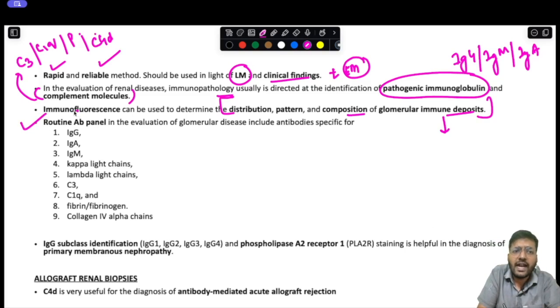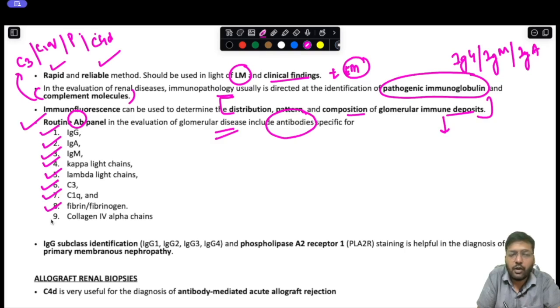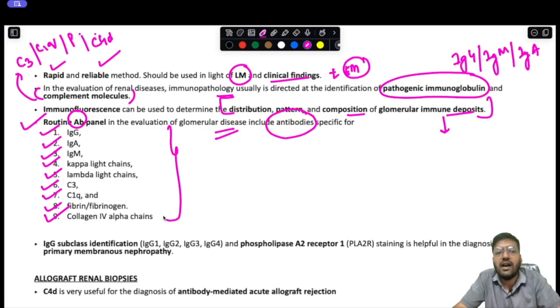Now there is a routine antibody panel which is used in the evaluation of glomerular disease, which includes antibodies specific for IgA, IgG, IgM, kappa light chains, lambda light chains, C3, C1q, fibrin, fibrinogen, collagen 4 alpha chain. So this is the routine antibody panel that we are using for the detection of these particular substances, either IgG, IgA, IgM, kappa, lambda, C3, C1q, fibrin, fibrinogen.